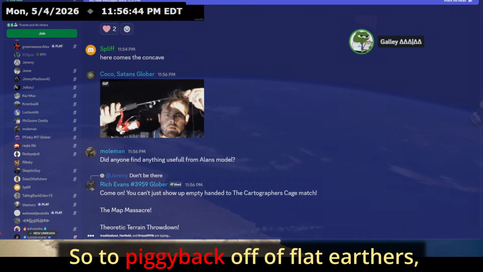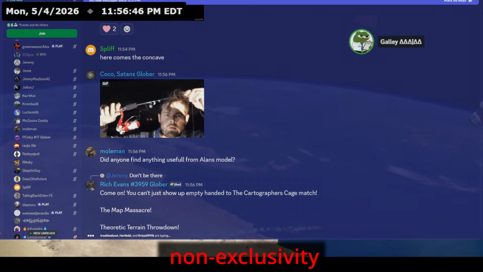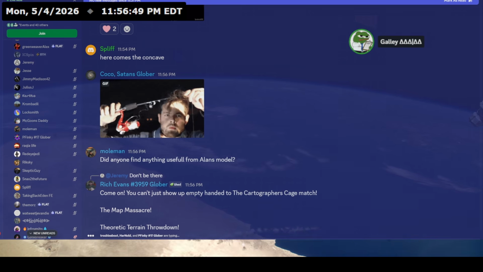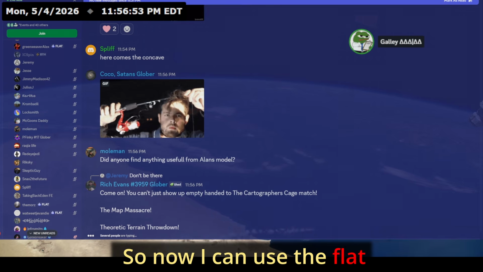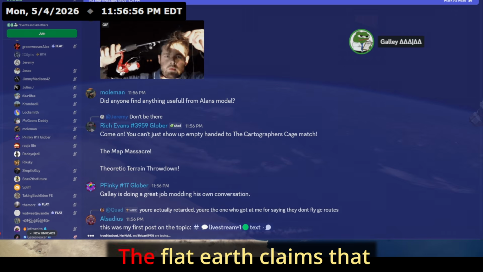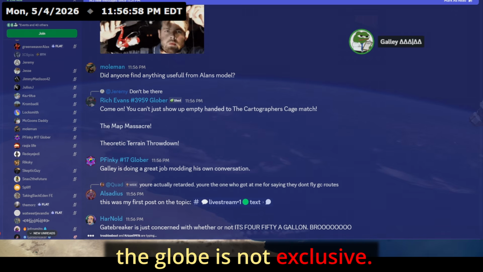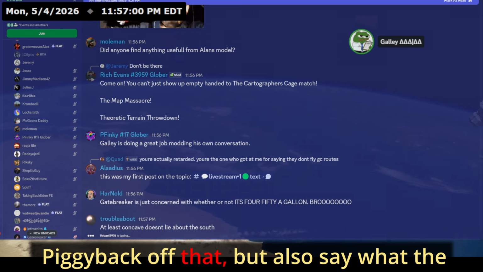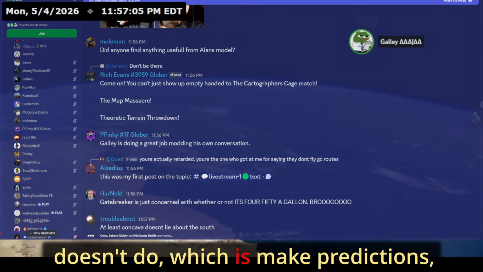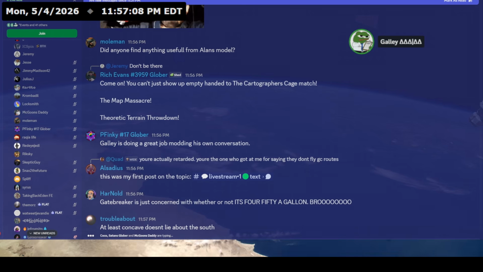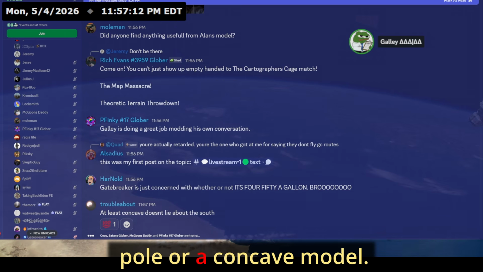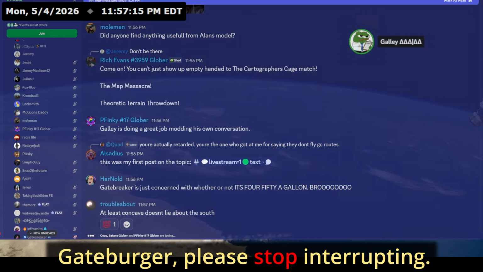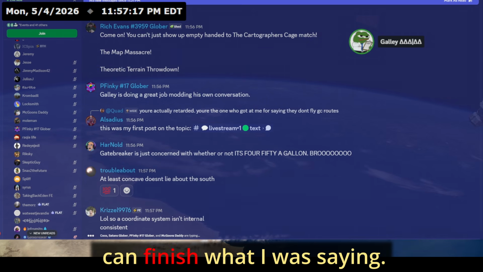So to piggyback off of flat earthers' non-exclusivity claims and then say, well, flat earthers are lacking this and the globe has this, so now I can use the flat earth claims that the globe is not exclusive, piggyback off that, but also say what the globe does well and the flat earth doesn't do, which is make predictions, use models, etc. I can both attack those two things and bolster up a dual pole or a concave model. Gatebreaker, please stop interrupting. I'm only muting you so I can finish what I was saying.